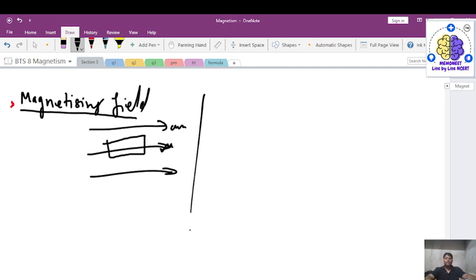Now the next thing which we need to understand is magnetic induction. Magnetic induction means the magnetic property which got induced in this substance because of this magnetizing field.